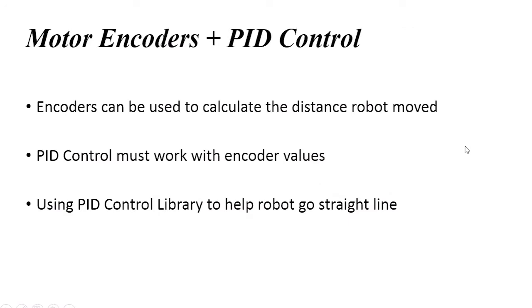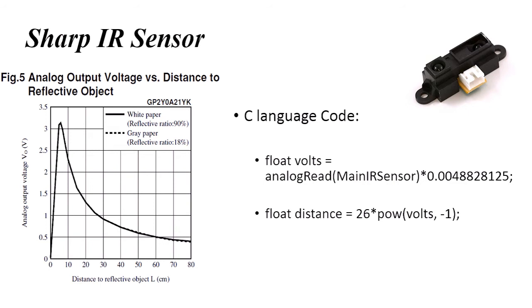So after we combine all the hardware components together, we need to get the motor encoder's value. This encoder's value can be used to calculate the distance the robot moved. Then after that, PID control can use the encoder values to help the robot move in a straight line. So the last part is a Sharp IR sensor. Based on the voltage to distance chart, we can write this kind of C language code to get the distance to a reflective object, which can help the algorithm to make a decision. That's all for this part.